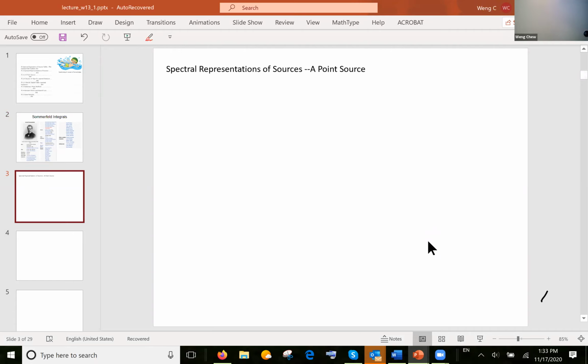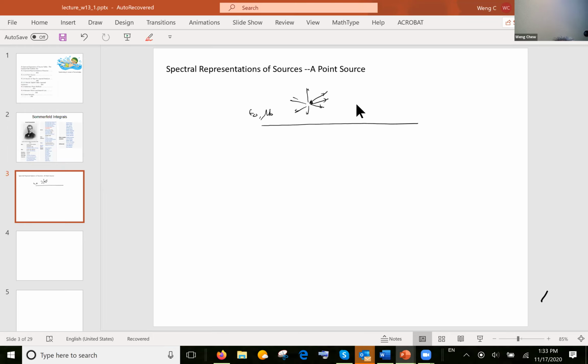So first we study this problem of the spectral representation of sources. The problem that we want to solve is this: if you have a point source, and you put this point source on top of a layered medium or a half space, the half space can be very simple. It can be vacuum up there. It can be some other media down here.